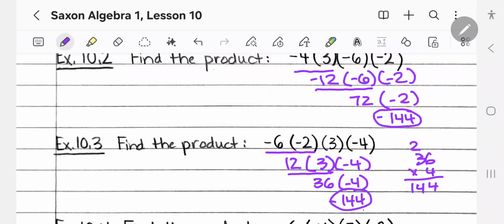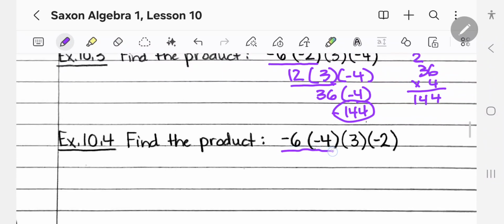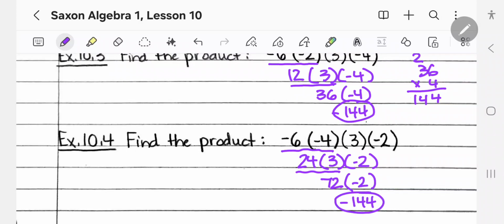Same numbers, different order. Let's do it one more time. I'm going to multiply these two together. That's 72. And then multiply these two together, -144. Okay, so when you multiply numbers in a different order, that is totally okay, and it will not change the value of the product.